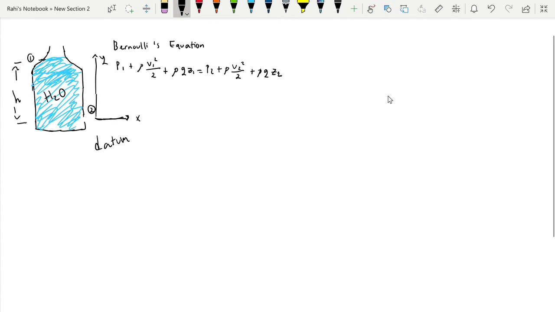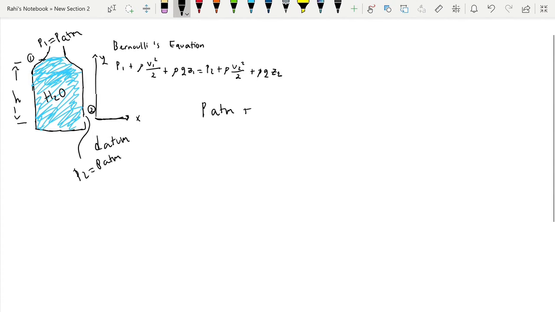So if it's open here, that means that it is open to the atmospheric pressure. P1 equals P ATM. P2 here in the hole is also open to atmospheric pressure. So P2 is also P ATM. So we write this in terms that we know, P ATM plus.